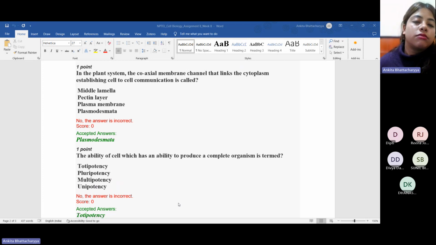Therefore, these are cell-cell communication channels, and it is otherwise also understood to be a coaxial membrane channel, and it links the cytoplasm of one cell with the next one.